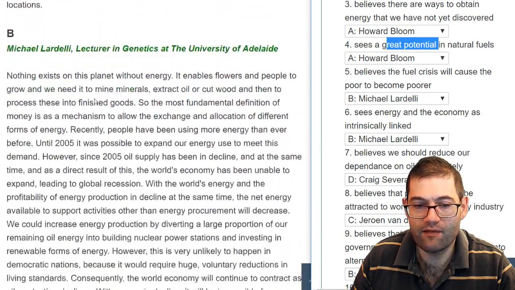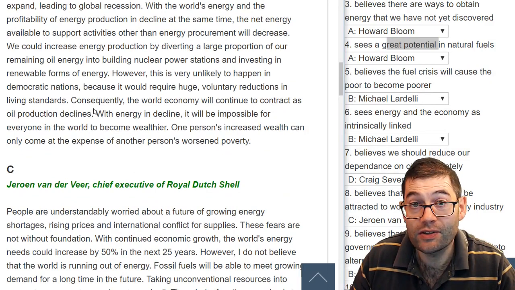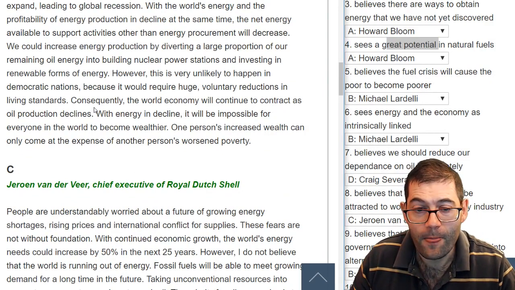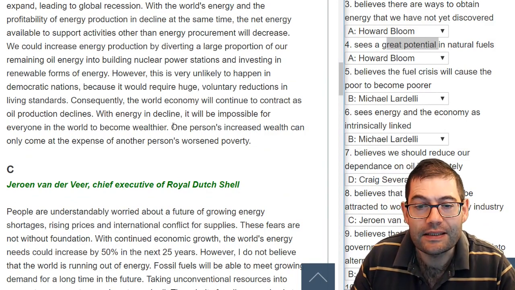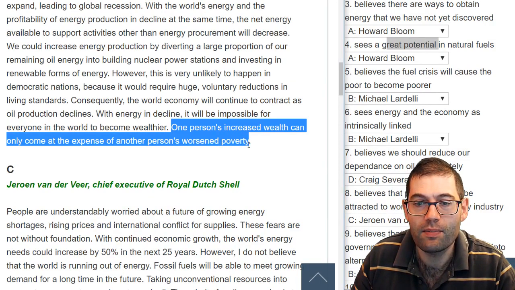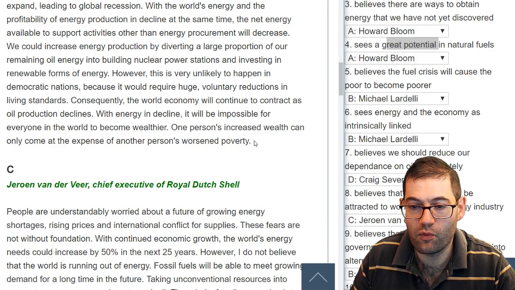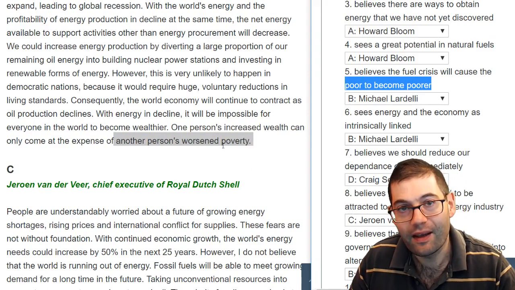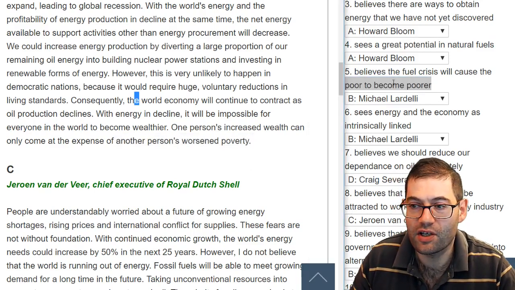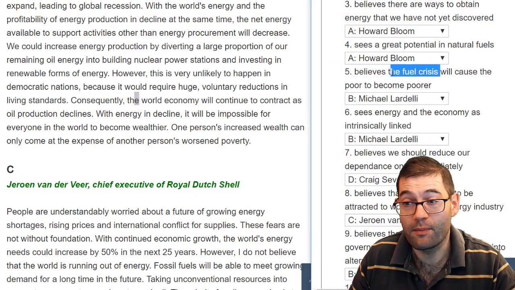For question number 5, believes the fuel crisis will cause the poor to become poorer. That's in B, so let's find that, and we can find that right at the end, where in the context of this discussion about energy and its relationship with economy, which is what B is talking about, this last sentence gives us our answer. One person's increased wealth can only come at the expense of another person's worsened poverty. So another person's worsened poverty links to the poor becoming poorer. And of course, the general discussion as regards B is talking about fuel crisis and economic crisis being linked together.